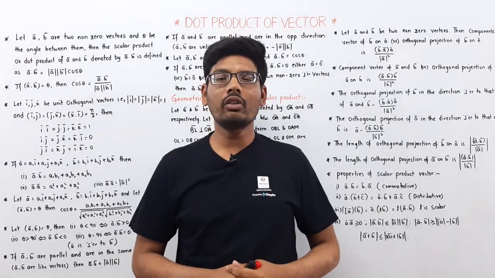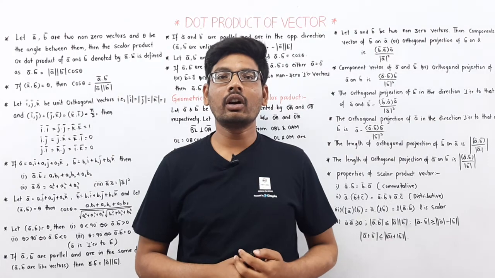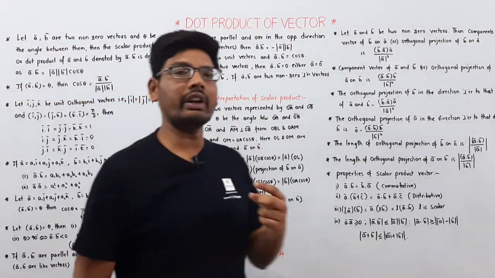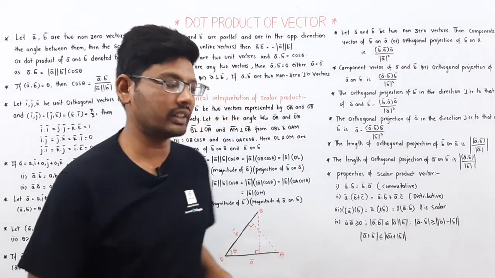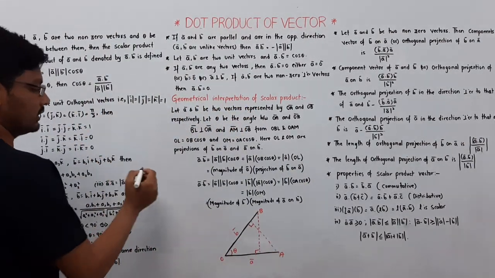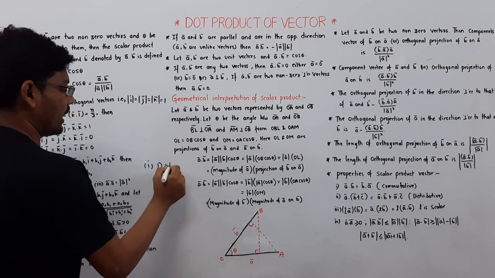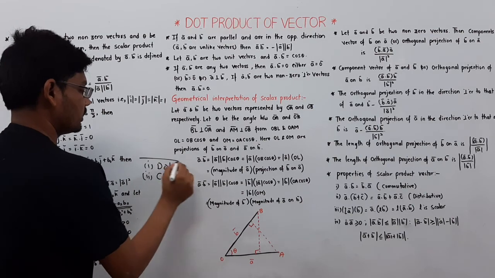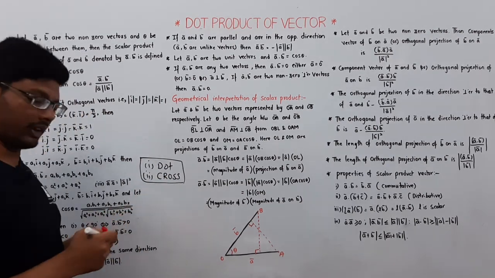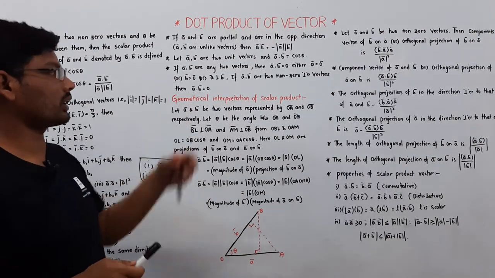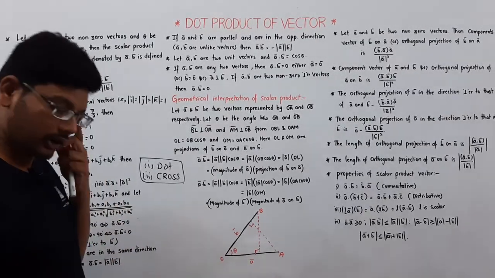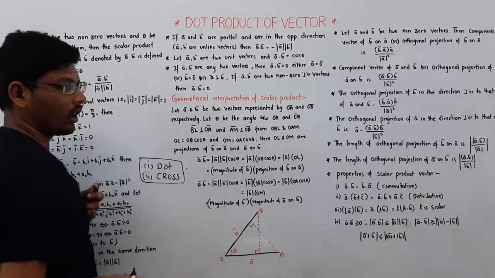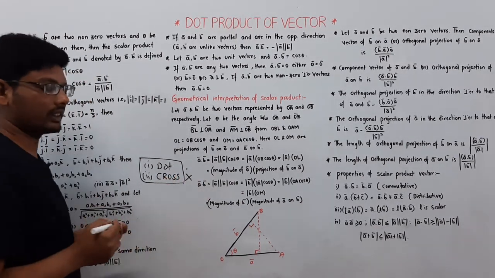Welcome to Rijji. Now we are going to start the new chapter of vectors, that is the dot product of vectors. Generally we have two types of product of vectors. The first one is the dot product of vectors and the second one is the cross product of vectors. The dot product is denoted with a dot and the cross product is denoted with a cross, x.